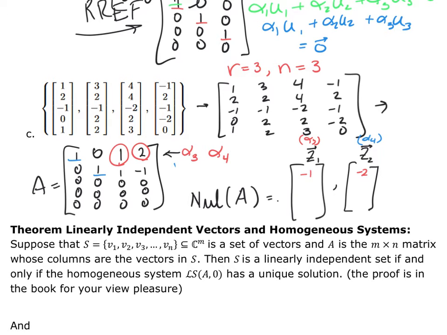My second column is here, and it's going to be in terms of these 2 columns, these alpha 3 and alpha 4. So that's going to be -1 and 1. Alpha 3 was the free variable, so that's going to be 1 and 0. And alpha 4 was a free variable, so that's 0, 1. So these are my null space. These are my vectors z1 and z2.